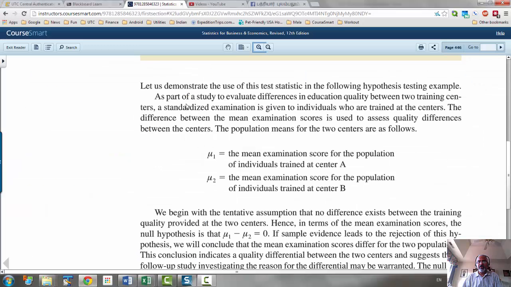Here we have, as part of the study, two training centers, and we want to see whether there is a difference in the average examination scores of individuals trained in these two different training centers. So the mean examination score is what we are interested in. Mu sub 1 is the mean examination score for the population of individuals trained at training center A, and training center B is the second one. So let's first define all of these terminologies.